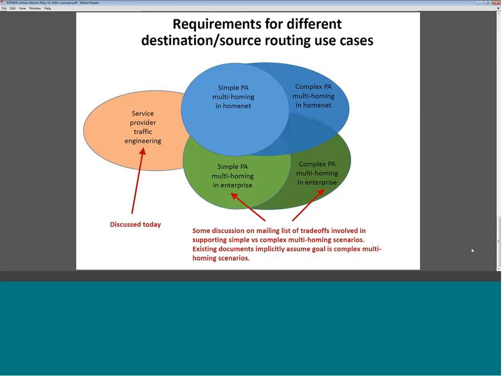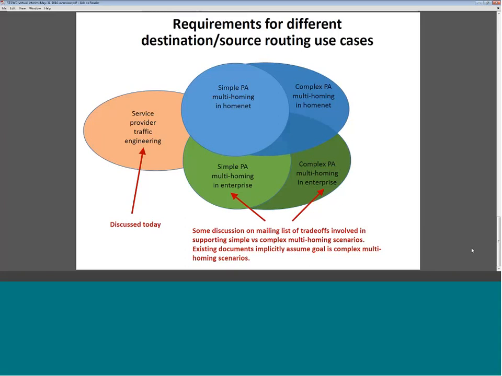So I've simplified this and said, okay, there's simple PA multi-homing in HomeNet, and then there's complex PA multi-homing in HomeNet. We had a discussion on the mailing list a couple of months back regarding exactly the problem we're trying to solve. There are some simplifications that one can imagine that would reduce the requirements, and I've simplified these as simple versus complex.